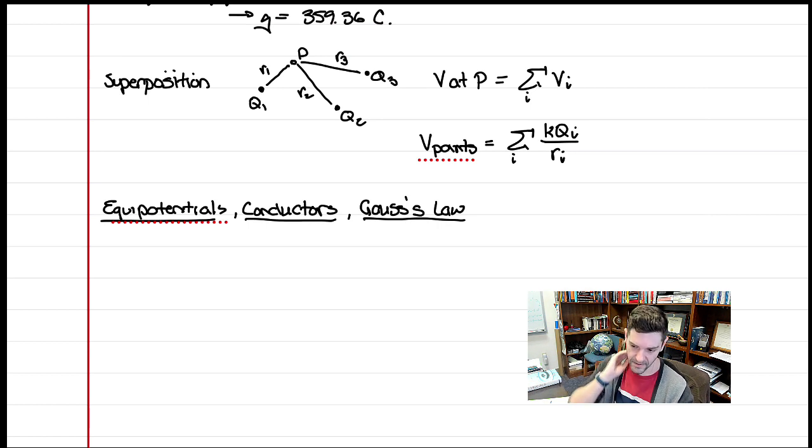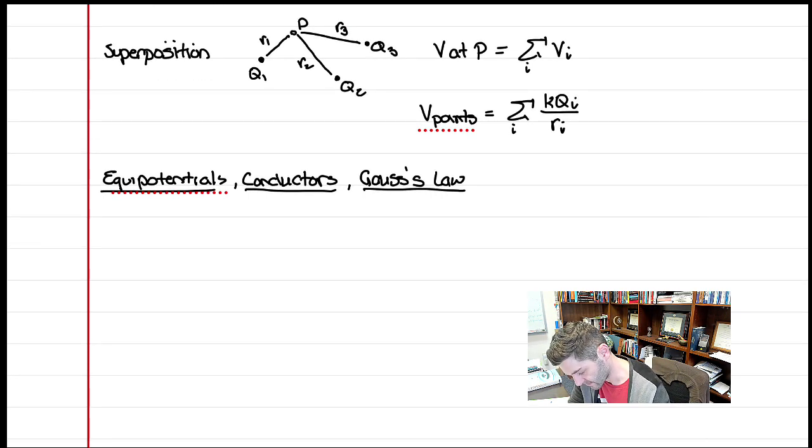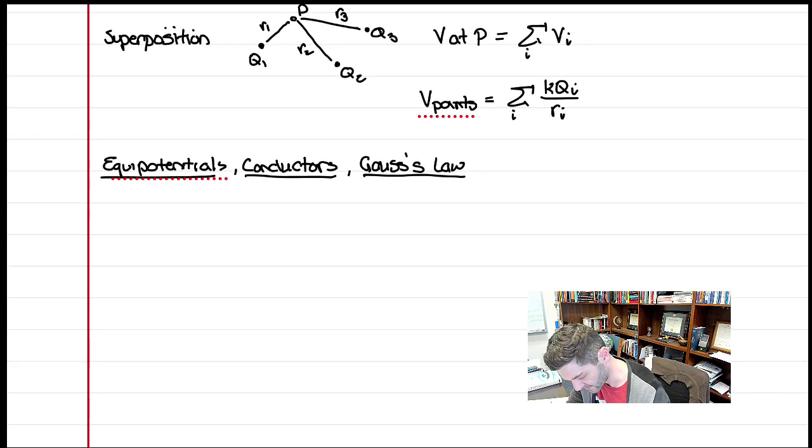I want to try to argue that if I have a conductor that has some excess charge on it, I can ask questions like, where is all that charge on the conductor? I can then also ask, what can I say about the equipotential surfaces on that conductor as well? We could have done some of that when we did Gauss's law, but I'm going to do it now.